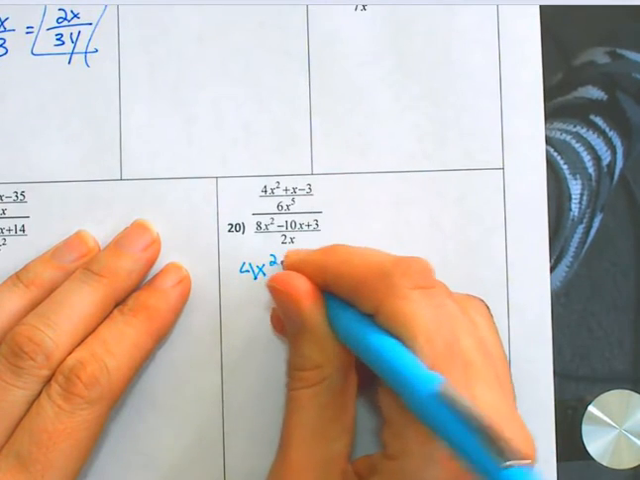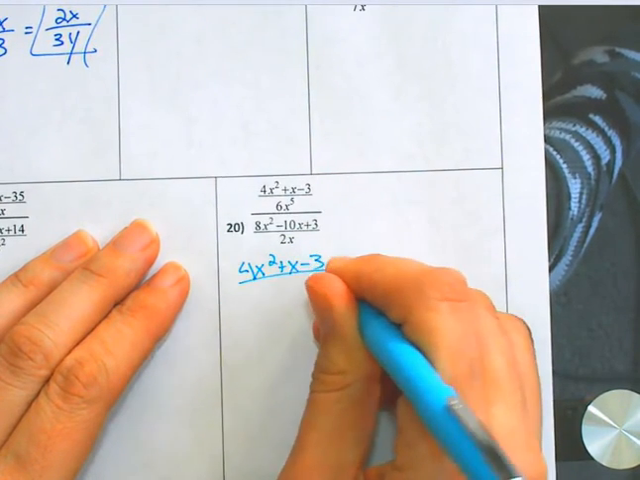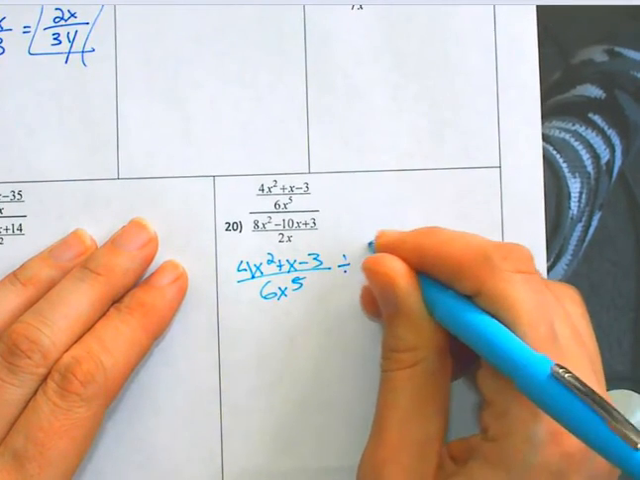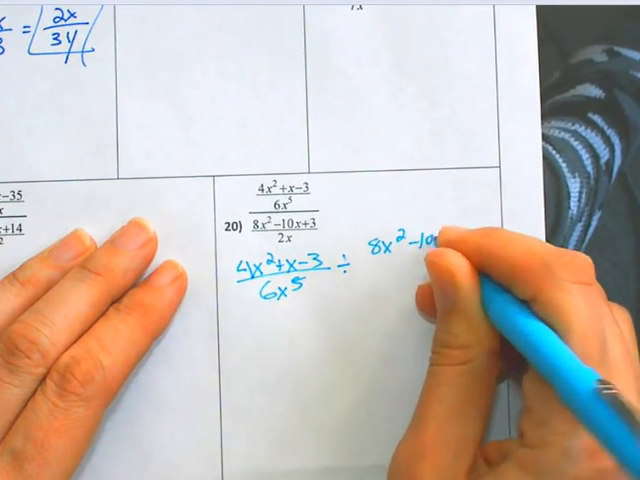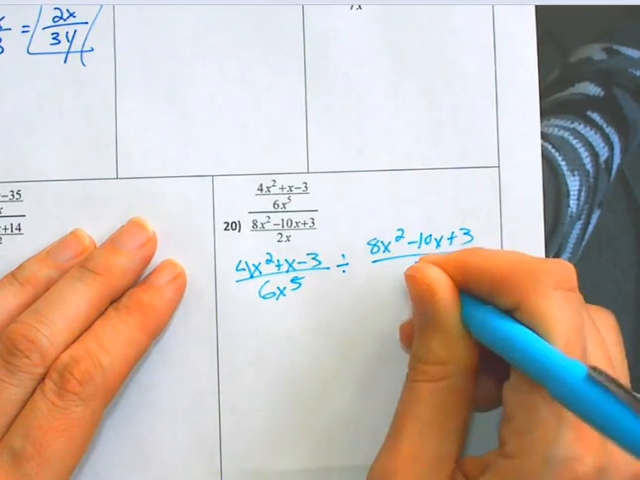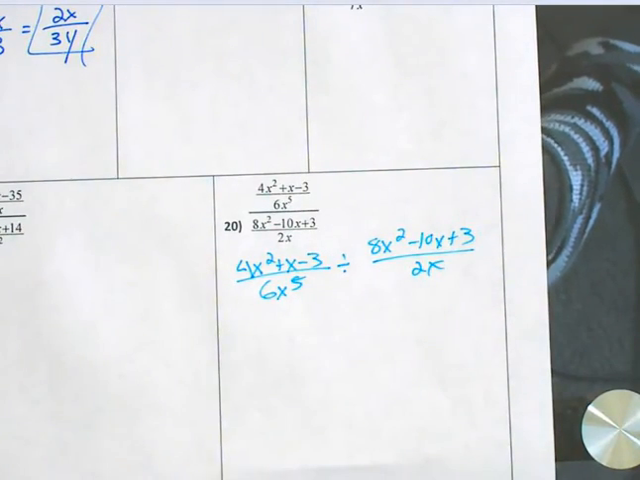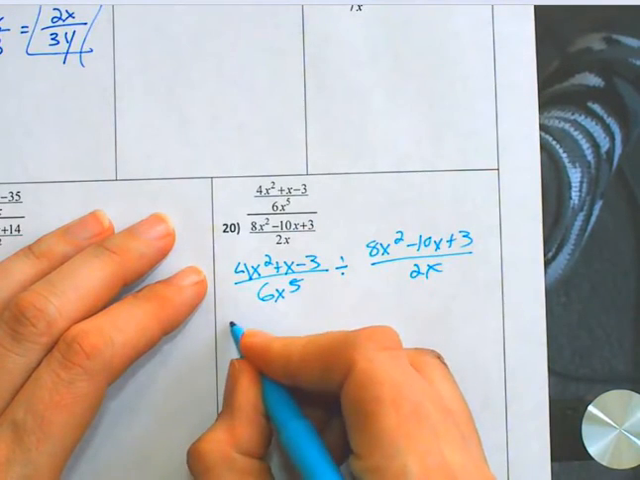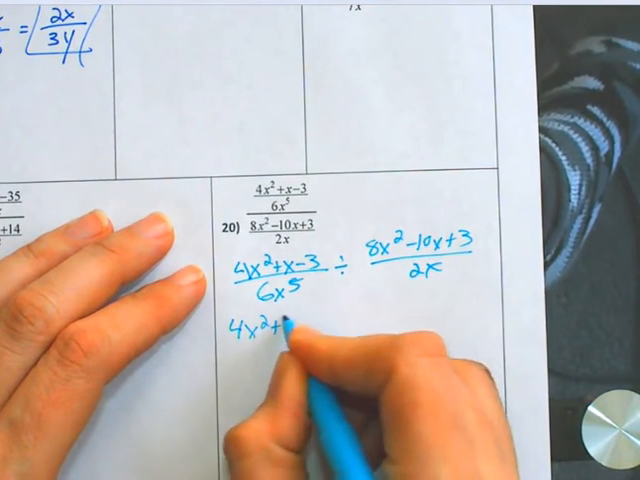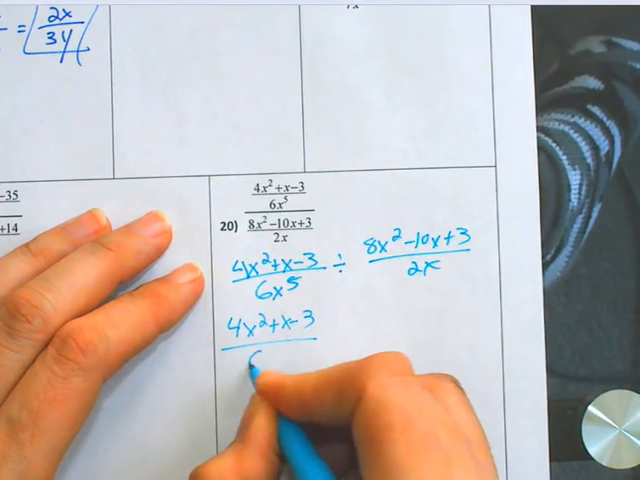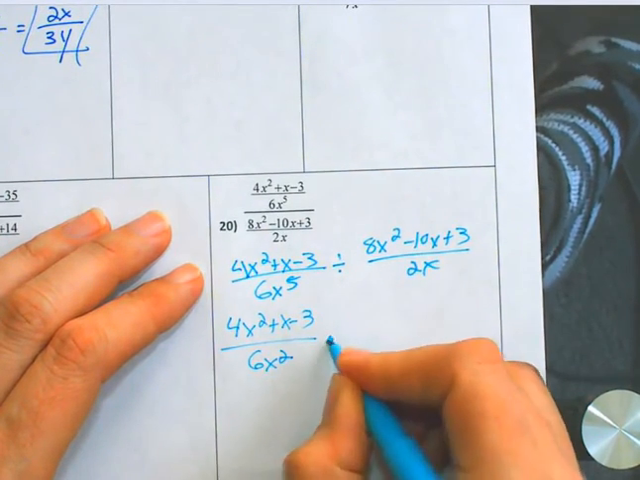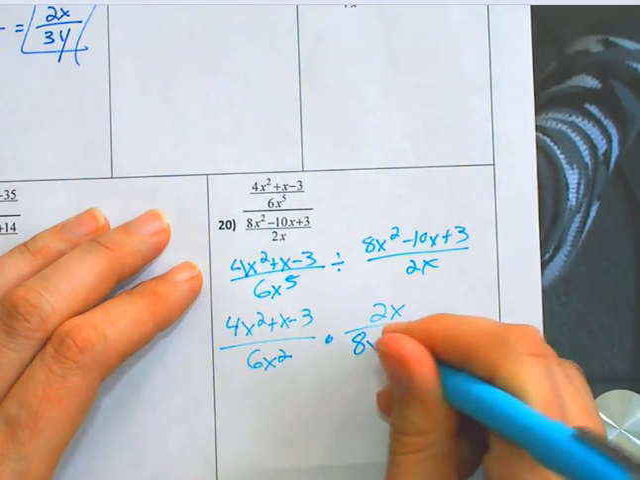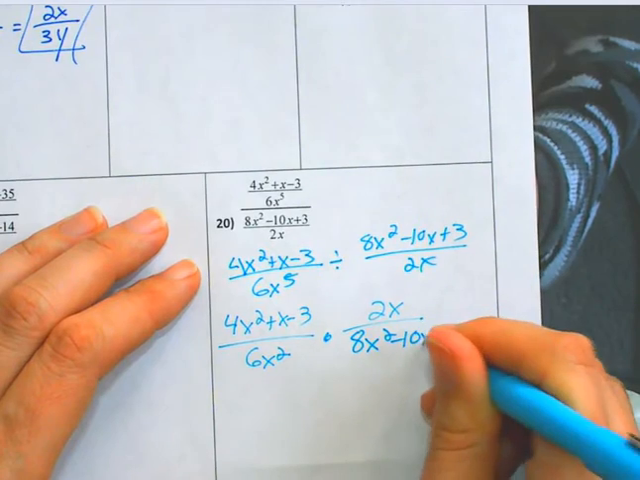4x squared plus x minus 3 over 6x to the 5th divided by 8x squared minus 10x plus 3 over 2x. So I made it look pretty, but we know that we can't divide. We have to multiply times the reciprocal. So I have 4x squared plus x minus 3 over 6x squared times, I'm going to flip, 2x over 8x squared minus 10x plus 3.